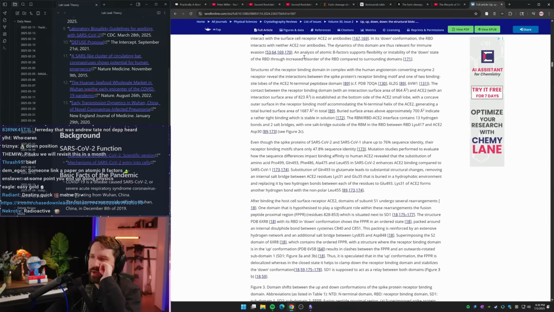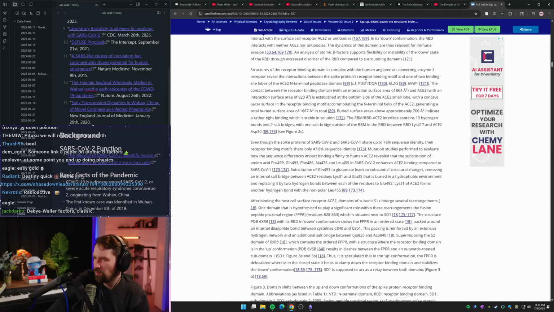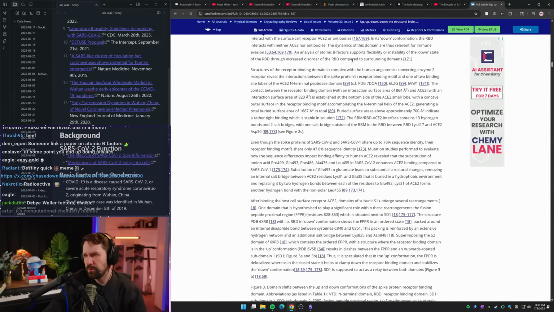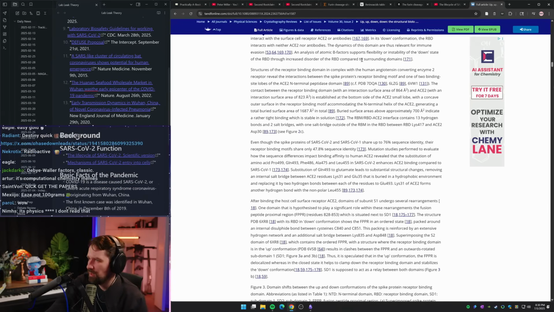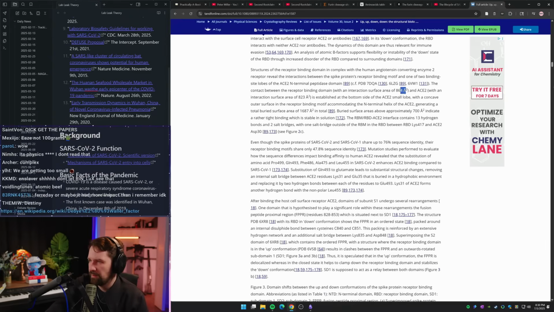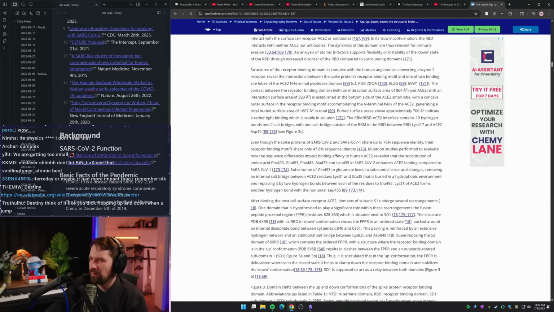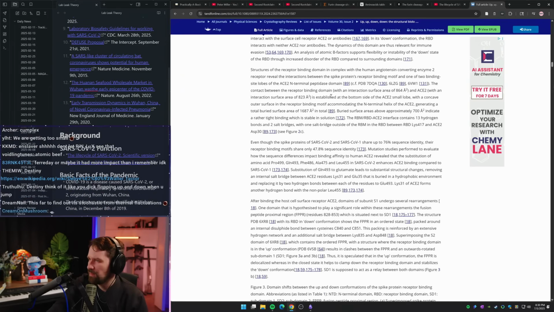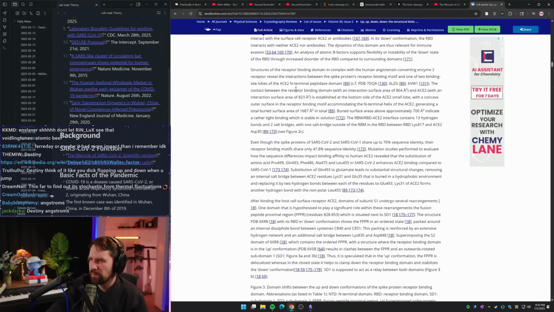Structures of the receptor binding domain in complex with the human angiotensin converting enzyme 2 ACE2 receptor reveal the interactions between the spike protein receptor binding motif and one of 2 binding site lobes of the ACE2 N-terminal peptidase domain. The contact between the receptor binding domain with an interaction surface area of 864 Å squared and ACE2 with an interaction surface area of 820 is established at the bottom side of the ACE2 small lobe with the concave outer surface generating a total buried surface area.